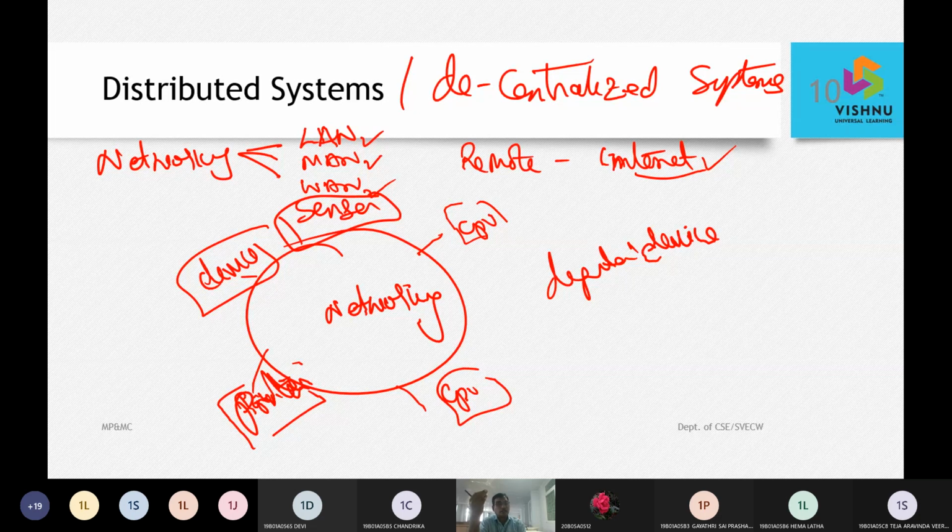How is this decentralized concept managed? It is managed with the internet. How is the internet maintained? It is maintained with networking. How is networking made up? It is made up of local area network, metropolitan area network, and wide area network. Local area network is within the organization. Metropolitan area network is within a city or a town. Wide area network is between countries. So this is the basic configuration.